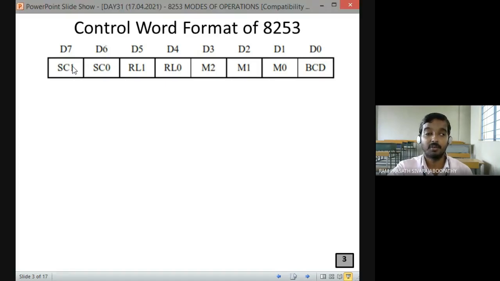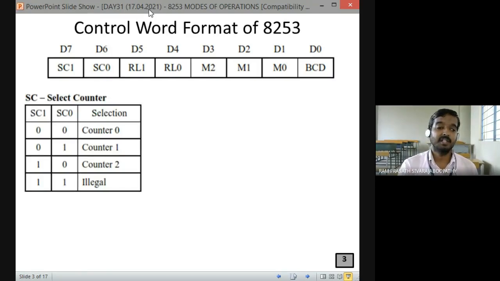Fine. Now, as we are having 3 counters, which counter am I going to configure? So to choose that, SC1, SC0 select the counter. Fine. 00, 01, 10 are the valid combinations. 11 is illegal. Fine. Next, what about the purpose of the bits RL1 and RL0? RL stands for what? SC stands for select counter. RL stands for what? Yes. Read or load. Yes, very good. Read or load the count value.